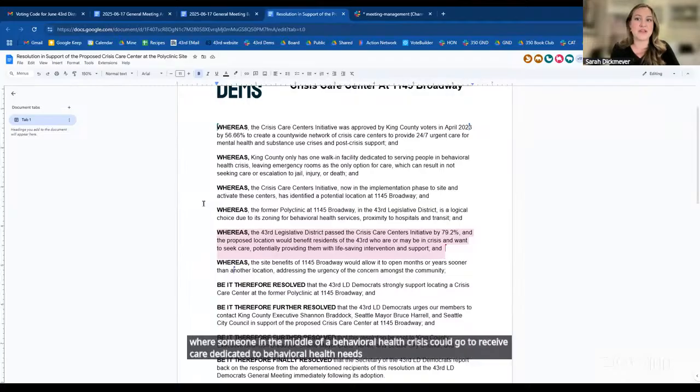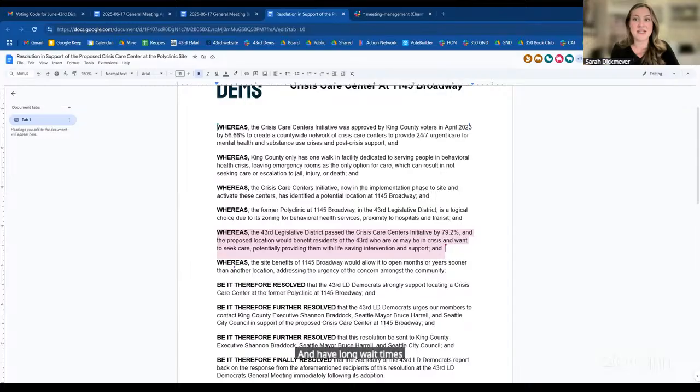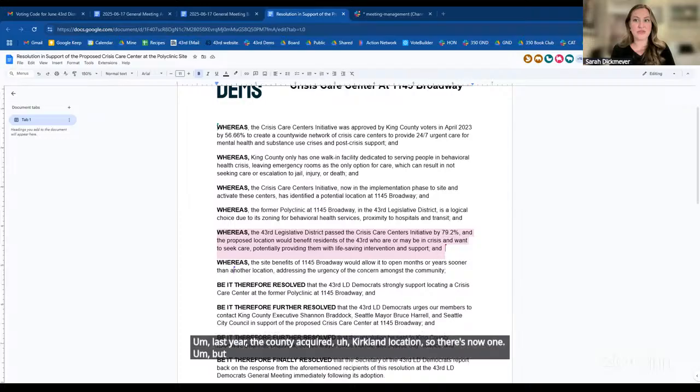And the only option available were ERs, which are often full, uncomfortable, and unsuited to people in crisis and have long wait times, which often means either not seeking care at all, or letting the crisis worsen until jail or hurting yourself or others. Last year, the county acquired a Kirkland location, so there's now 1. But here in the 43rd, the county is looking at acquiring the old Polyclinic at 1145 Broadway.